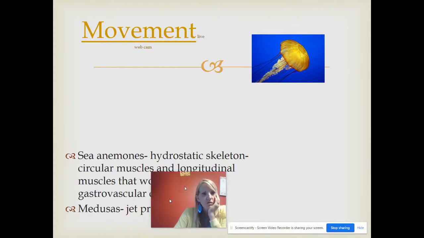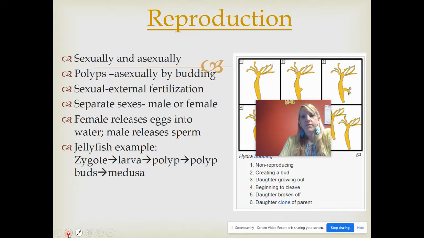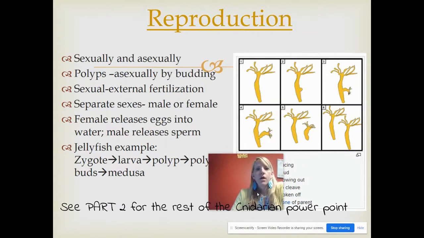They are able to move through jet propulsion. That's medusas. They are able to push water and move that way. Sea anemones use a hydrostatic skeleton, which is a bunch of circular muscles and longitudinal muscles that work together to help it go like an accordion. So that's kind of how they move. Sea anemones are really cool. Scarf jellyfish, I mean, it's fine. Here's a hydra.